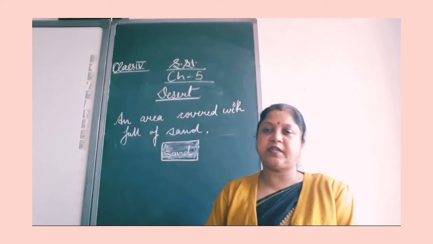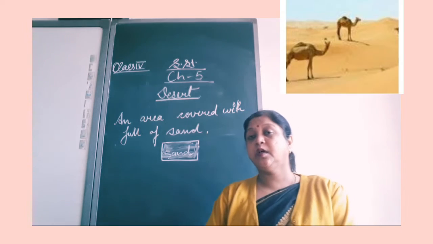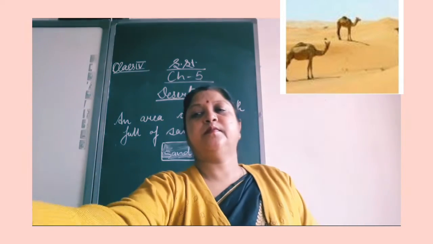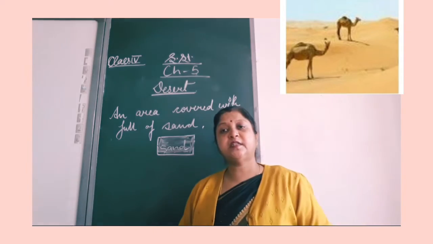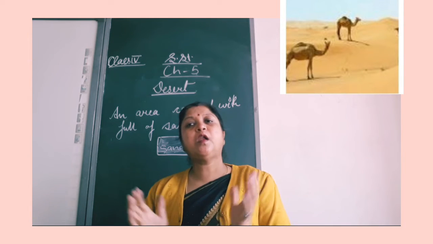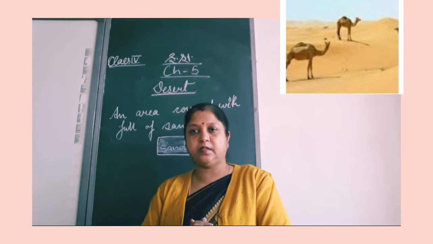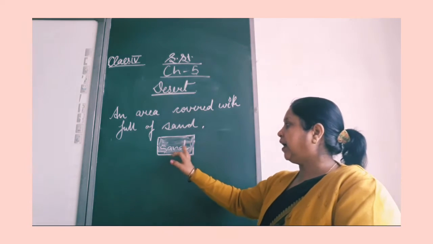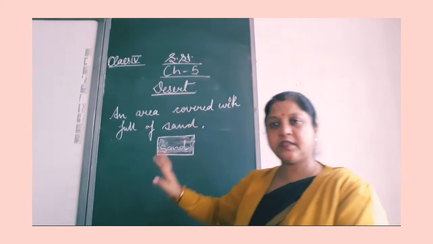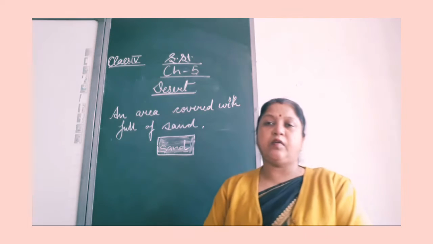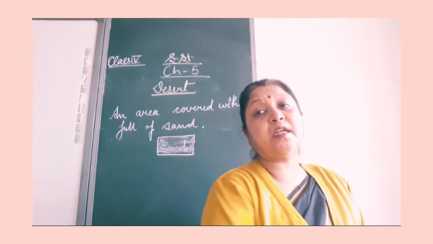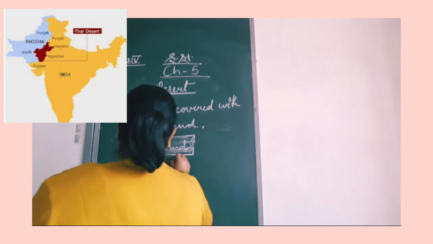Before starting the chapter, I want to ask one question. What is a desert? Yes, come on, tell me. An area that is covered with full of sand is called desert. Suppose this is an area and this is covered with full of sand. This is desert. Understand? In India, the desert is in the west direction.